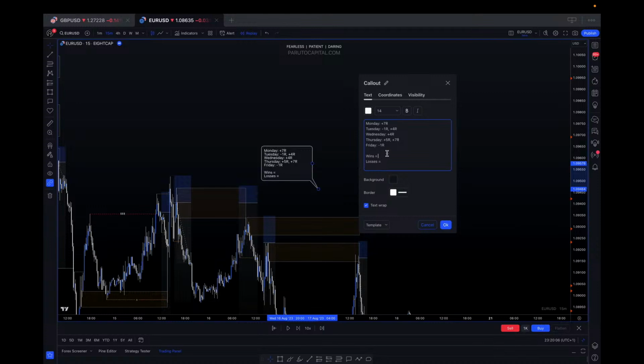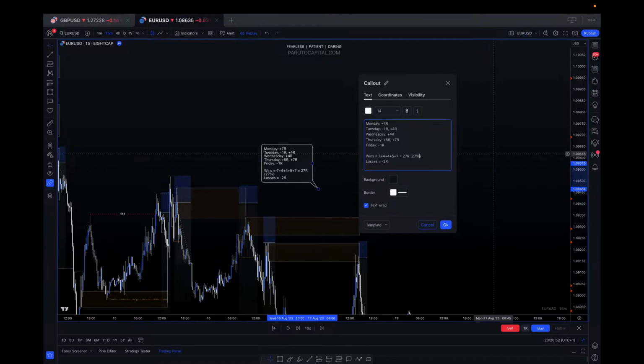For wins we have 7 on Monday, 7 plus 4 plus 4 plus 5 plus 7, and that was it. Quick maths: 14, 18, 22, 27R. Let's look at our losses. We had just 2 losses, so that's minus 2R. So if you're risking 1%, that means this week 27%, right?